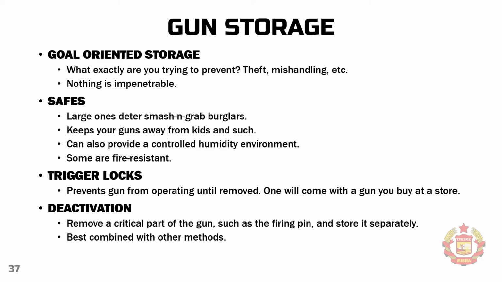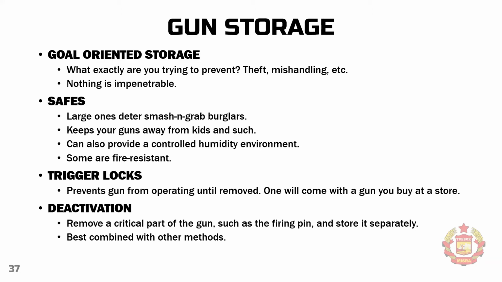Trigger locks are very common. Usually they'll come with your gun if you buy one at a gun store. They prevent the gun from operating until it's removed. It literally just covers the trigger and doesn't let you pull it. And then there's deactivation, which isn't really talked about a lot. You can remove a part of your gun, like the firing pin, and then store that separately. It's best combined with other methods.